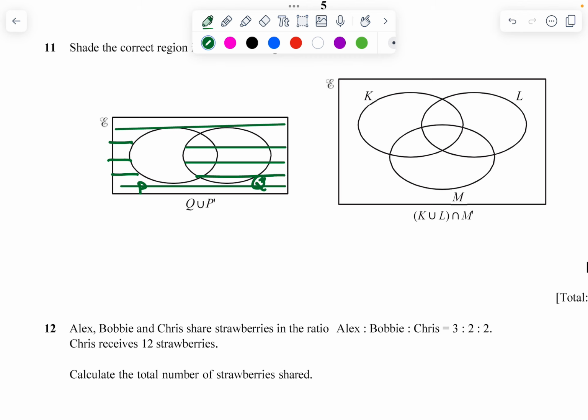Next is K union L. So shade both K and L but outside of M. So don't enter M.